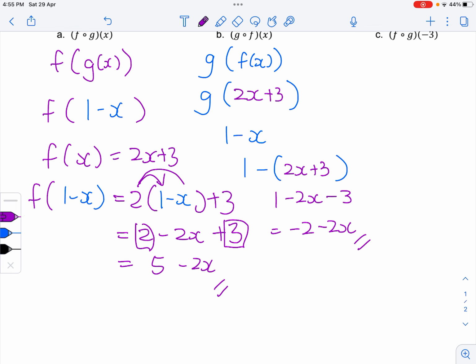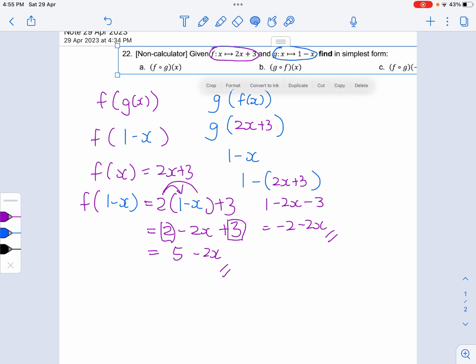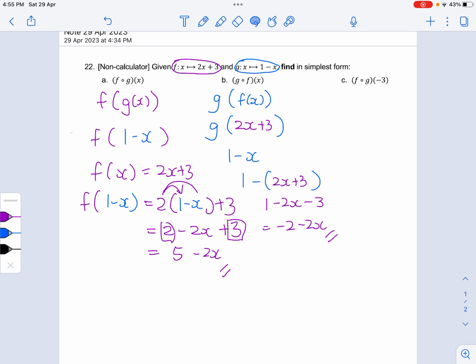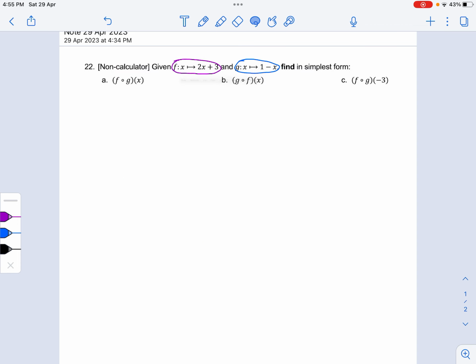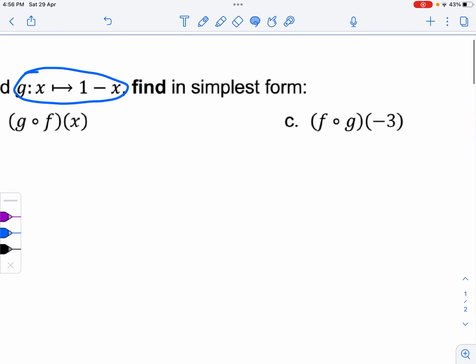And I know this is a little messy, so what I'm going to do is erase everything here. Delete. And now let's try the last question.